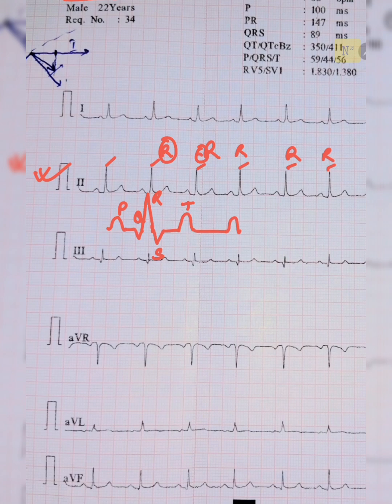From this point to this point is one cardiac cycle, in which the atrial systole to atrial diastole and the ventricle systole to ventricle diastole are completed. We will learn about all the individual curves. In this curve you can see this is showing you the P wave.